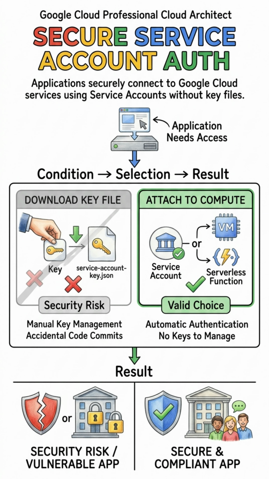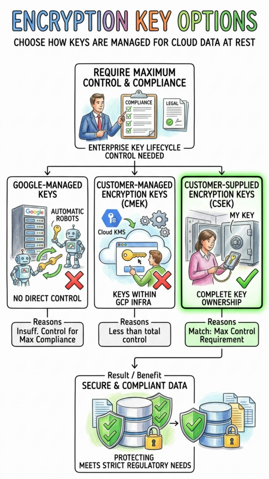Protecting data stored on physical disks or in databases is called encryption at rest, and Google Cloud seamlessly encrypts all customer data at rest by default. However, many enterprise clients require more control over their encryption keys for strict compliance reasons. You must know the difference between standard Google-managed keys, customer-managed encryption keys, and customer-supplied encryption keys.